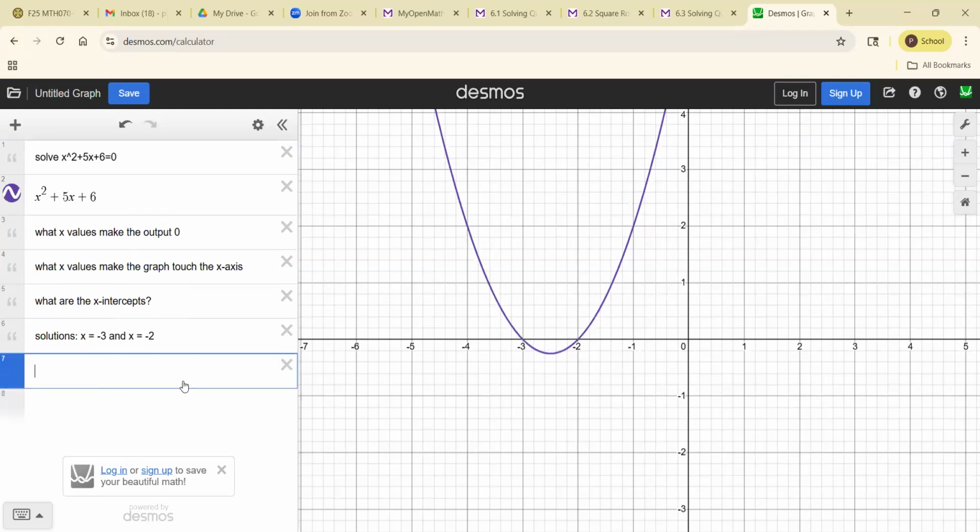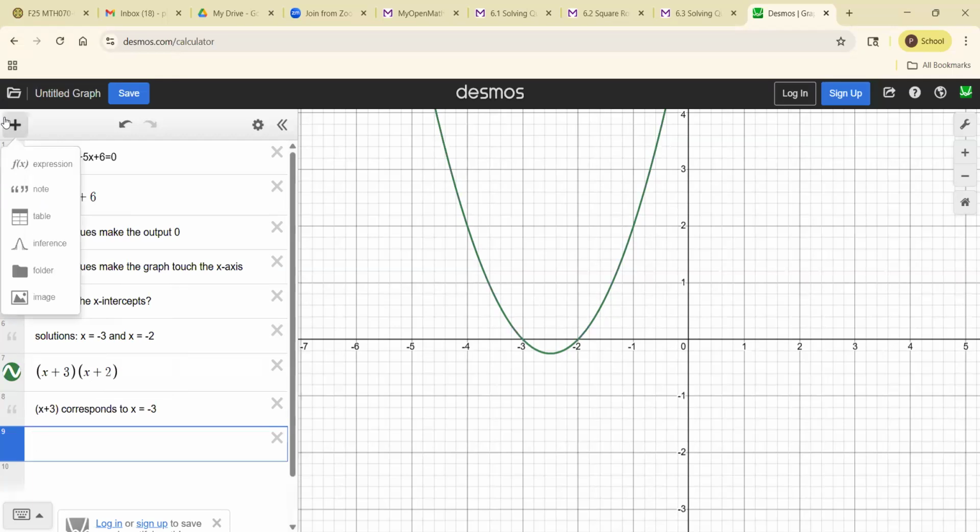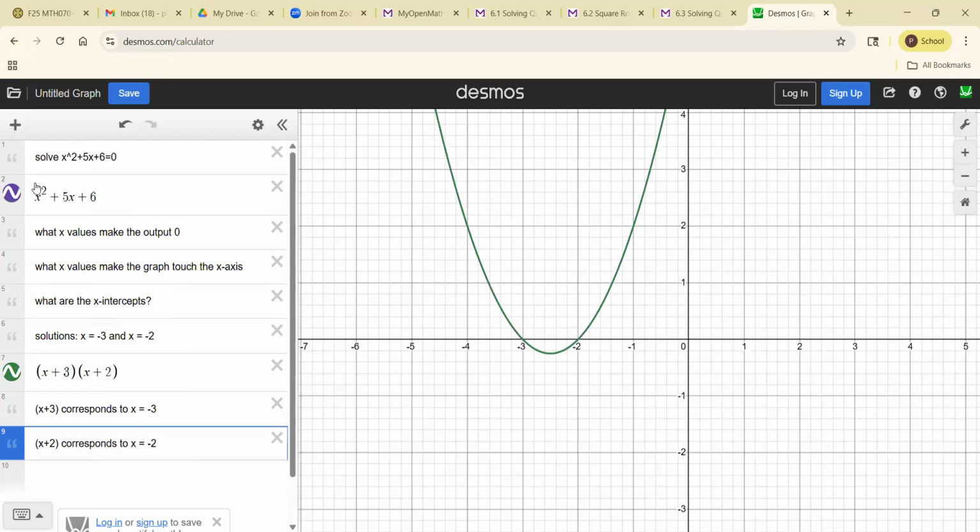And now what I want you to notice is that if I factor x squared plus 5x plus 6, I get x plus 3 times x plus 2. And right there, hidden inside my factors, are those exact solutions. X plus 3 corresponds to x equals -3, and x plus 2 corresponds to x equals -2.